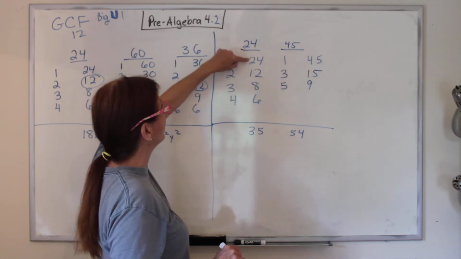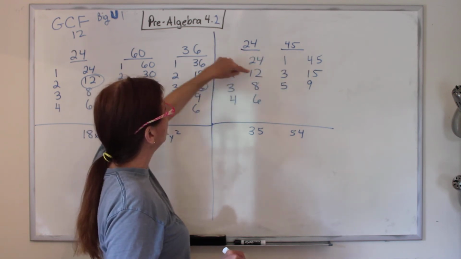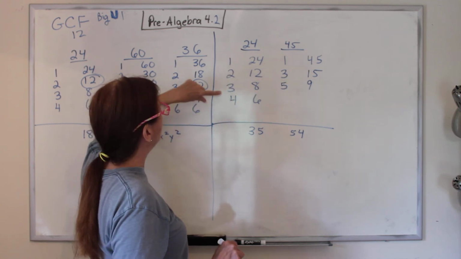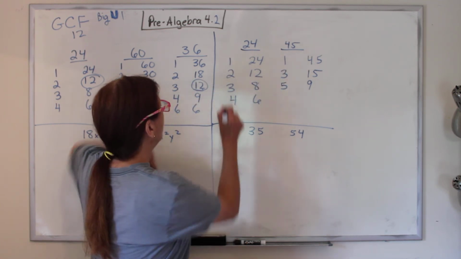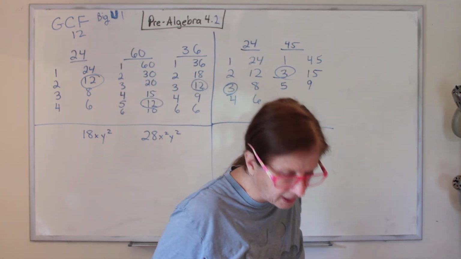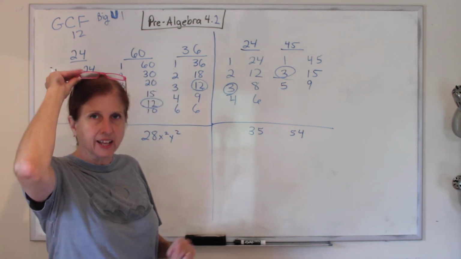Is 24 over there? No. Is 12 over there? No. Is 8 over there? No. Is 6 over there? No. Is 4 over there? No. Ding, ding, ding! We found the winner. It is 3. Ta-da! This isn't hard, is it? And it's kind of fun.